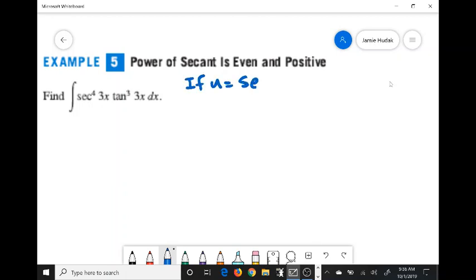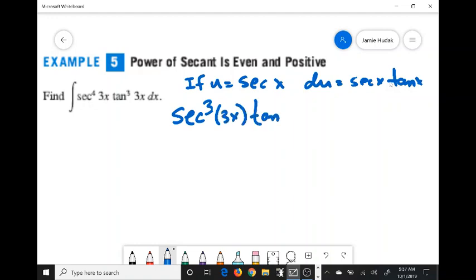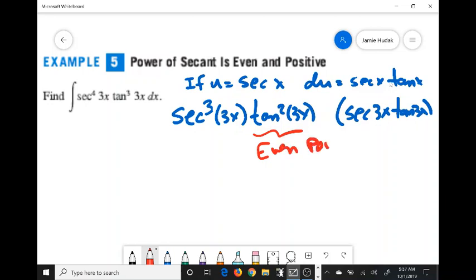If u is equal to secant x, then du would be secant x tangent x. And we say, well, if this is the case, will I have even powers of tangent to convert to secant? So we look at this, we say, all right, take out a secant x tangent x. That would leave me with secant to the 3rd of 3x, tangent squared 3x, and then we have our saved secant 3x tangent 3x. So, well, that works. I can have an even power of tangents, so I can convert it to secants using the Pythagorean identity.